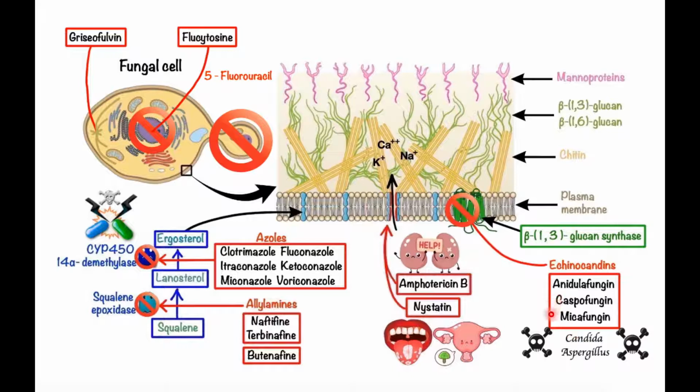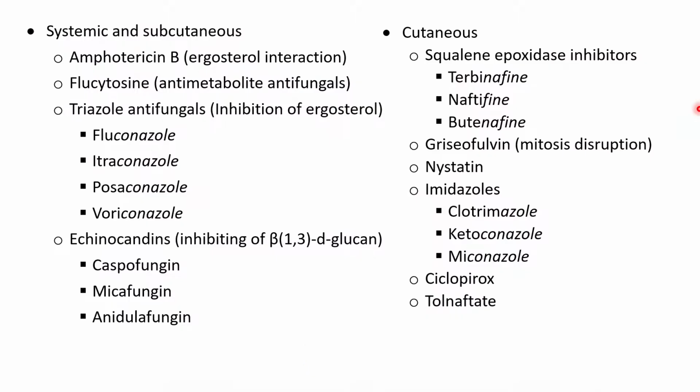And these drugs include micafungin, caspofungin, and anidulafungin. Then there are also griseofulvin that inhibits the mitotic spindle, and flucytosine that inhibits DNA synthesis, converted to 5-fluorouracil, which prevents DNA synthesis. So these drugs are used for the treatment of fungal diseases, and fungal diseases are divided into systemic and cutaneous.